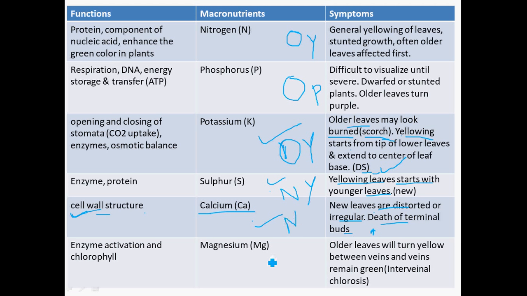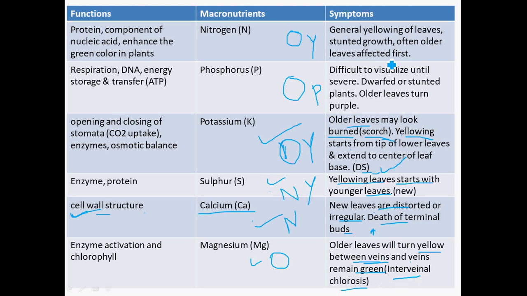And the next one is magnesium. Older leaves will turn yellow between veins, and veins remain green. It affects older leaves. The leaves between the veins will turn yellow, but the veins will not turn yellow; they remain green. So this is known as interveinal chlorosis.